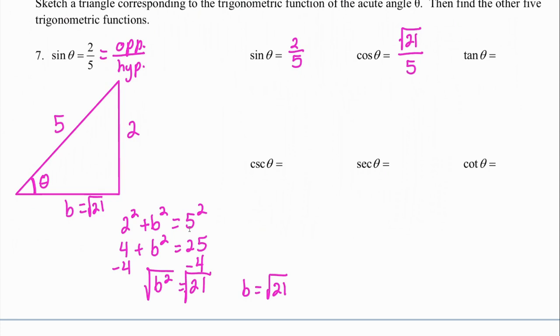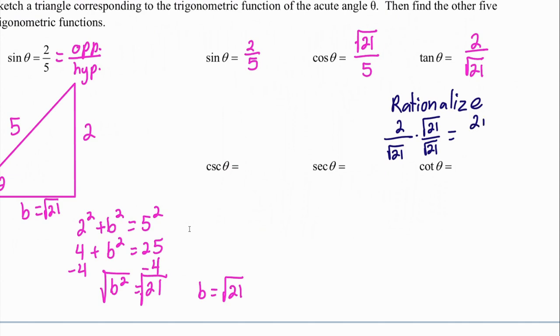And then tangent would be the opposite over the adjacent. So 2 over the square root of 21. Now, if we did want to rationalize that, just to get some practice, we would take 2 over the square root of 21 and multiply both by the square root of 21. That's going to give us 2 square root 21 over just a regular 21. Right? Because when we multiply a radical by itself, the radicals are going to cancel. And 2 over 21 doesn't reduce, so we would leave it like that.